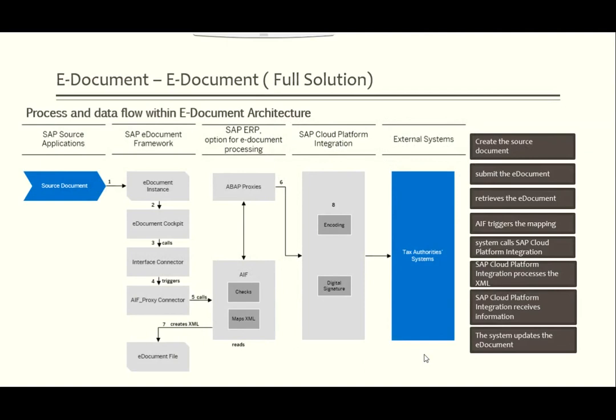These slides provide the complete data flow, or the architecture, of the e-document full solution. As we see on the left hand side, we have the ERP. On the second column, we have the e-document framework. On the third column, we have the processing capabilities of the e-document framework. And the fourth column is the SAP Cloud Platform Integration. It is an additional application that we need to use. And the last column is the tax authority, the data transmission to the tax authorities.